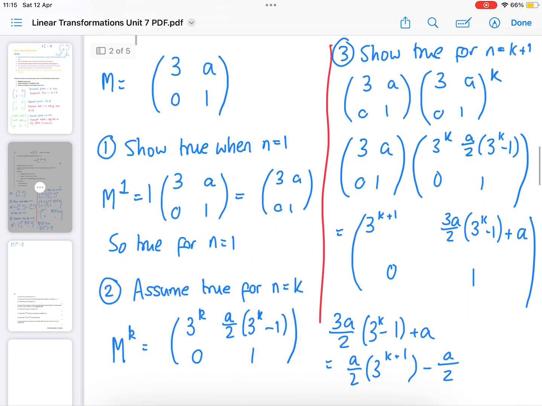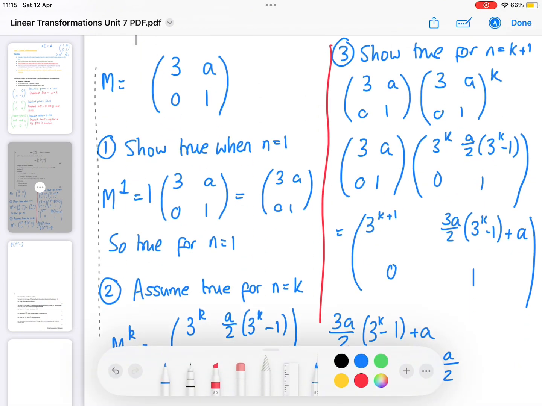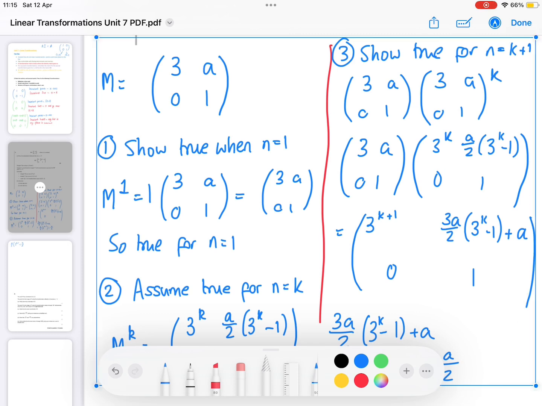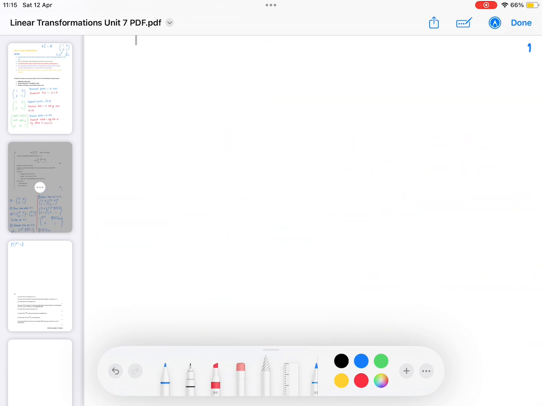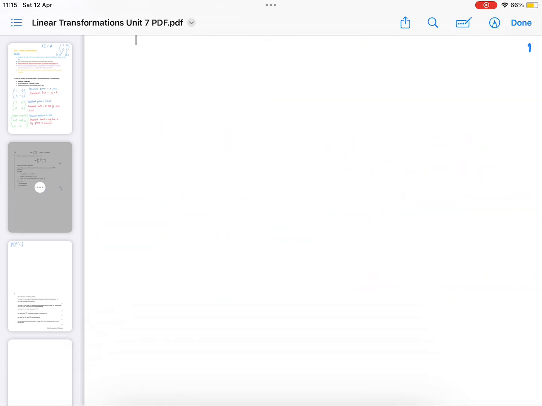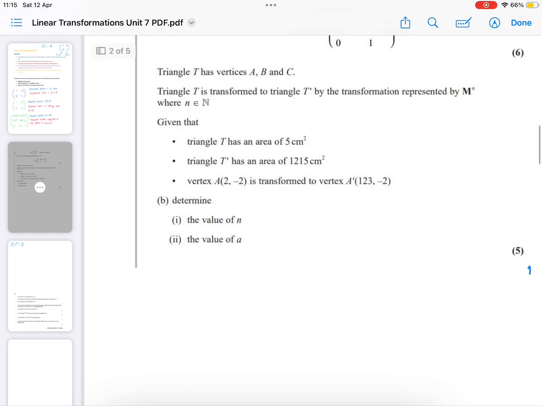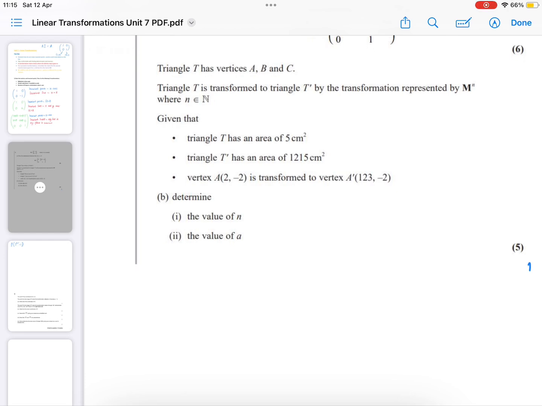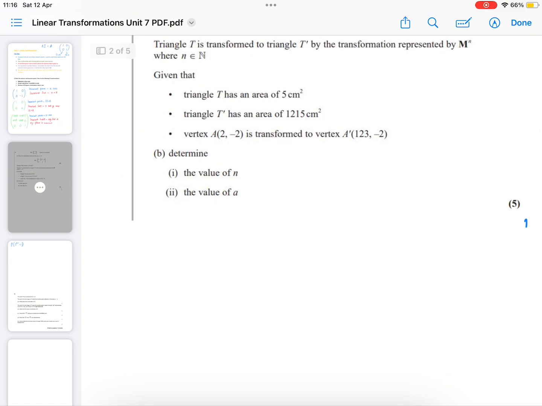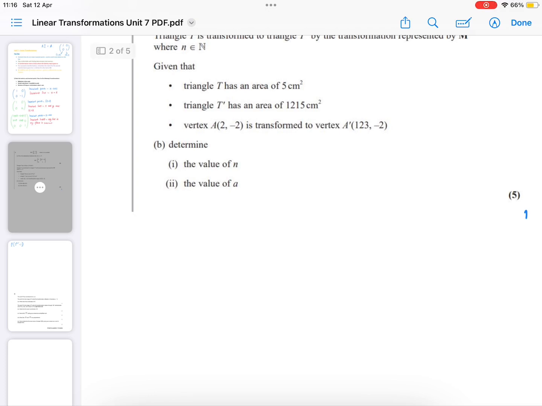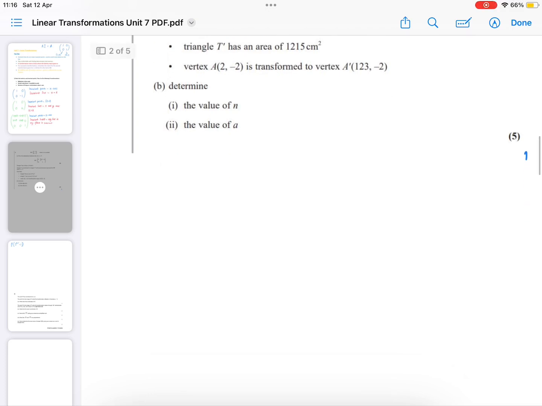I'm just going to get rid of this quickly, and then we'll move on to the linear transformations part of the question. And remember, there will be more on this stuff in my next video on proof by induction. So, triangle T has vertices A, B, and C, and it's transformed to the triangle T prime by the transformation represented by M to the n. Given that triangle T has an area of 5 centimeters squared and T prime has an area of 1215, we need to determine the value of n and a. And they've also given us where one of the vertices is transformed to.